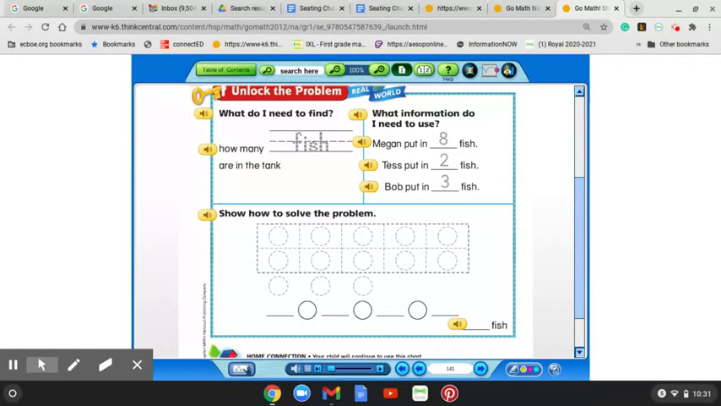Now, Bob put in 3 fish. Again, Miss Carnes will call on someone to let me know, where will we put those 3 dots? And they will be yellow. Very good. I hope you said we will put those under the tin frame, because that is correct. So now we have filled our tin frame up, and we have our dots under our tin frame.